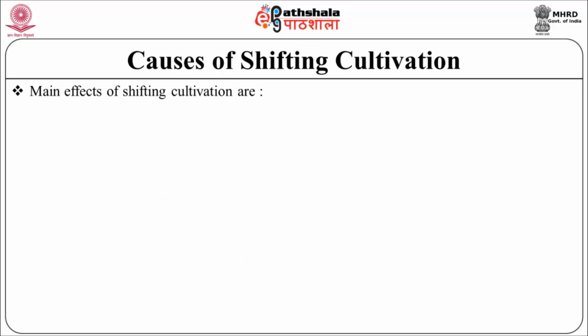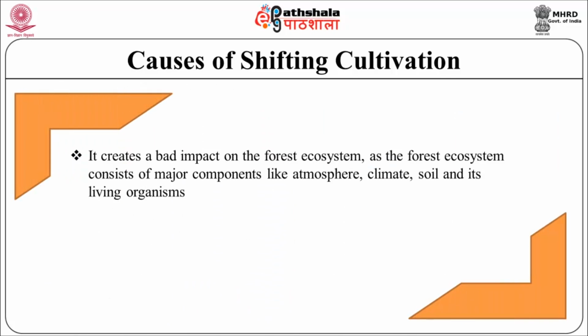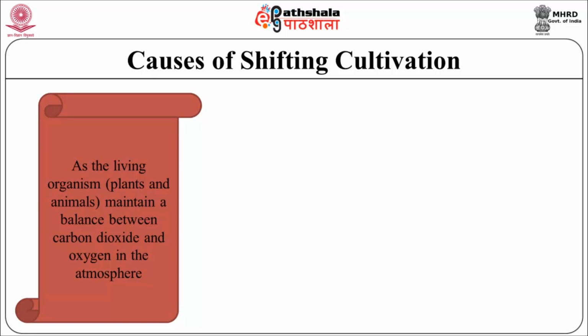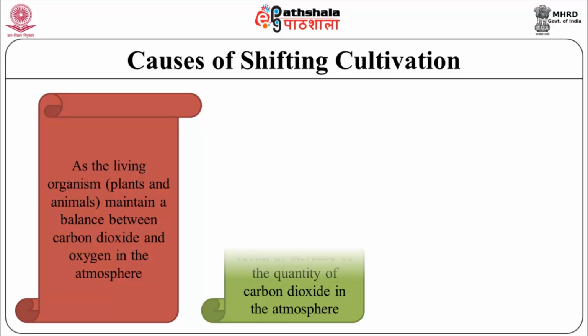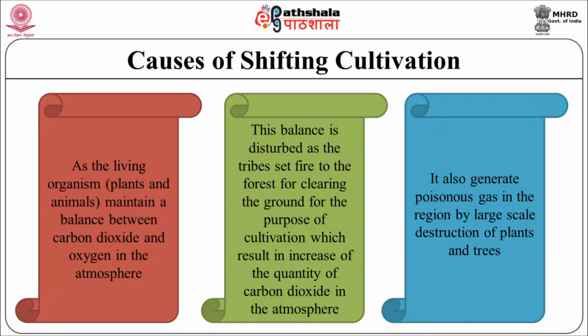Thus, the main effects of shifting cultivation are deforestation, soil erosion, diminished rainfall, silting up of river channels, stream beds and reservoirs, and deterioration of the climate of our region. It creates a bad impact on the forest ecosystem, as the forest ecosystem consists of major components like atmospheric climate, soil and its living organisms. As the living organisms, plants and animals, maintain a balance between carbon dioxide and oxygen in the atmosphere, this balance is disturbed as the tribes set fire to the forest for clearing the ground for the purpose of cultivation, which results in an increase in the quantity of carbon dioxide in the atmosphere. Besides, it also generates poisonous gases in the region by large scale destruction of plants and trees.